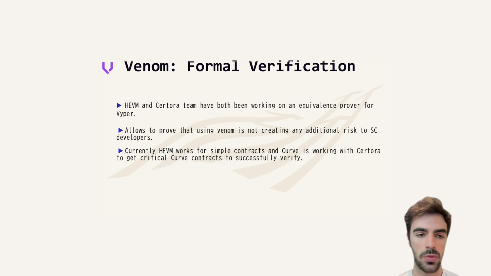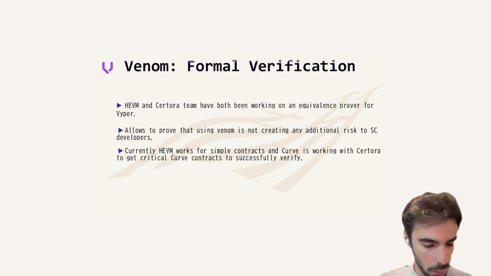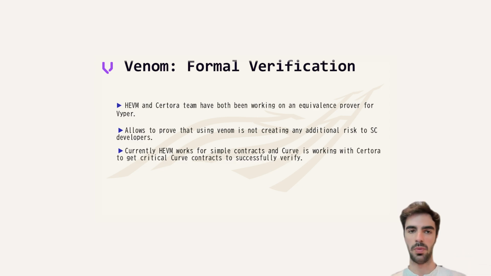So both the HEVM team and the Certora team have been working on equivalence provers for Vyper, or more generally for smart contracts. And we are really pushing hard for adoption of these equivalence provers. The idea is simple. Imagine you have a non-optimized Vyper smart contract and a Venom-optimized Vyper smart contract. You can actually prove formally, like a theorem, that in every single scenario those two contracts lead to the same behavior.